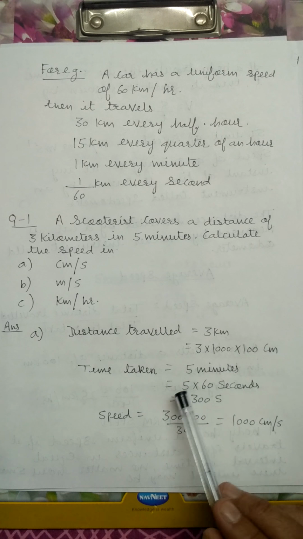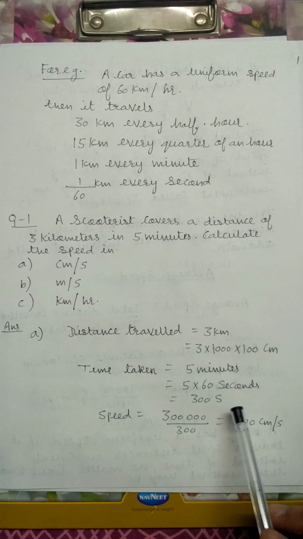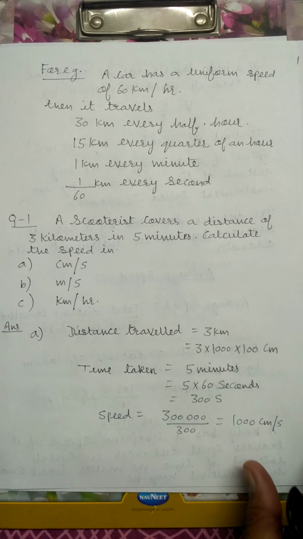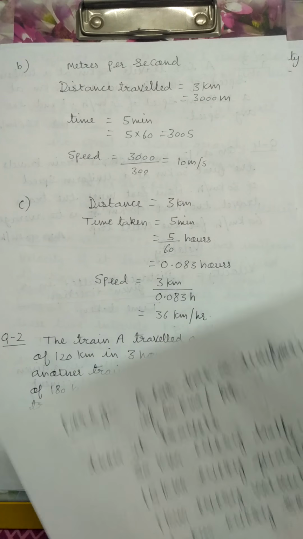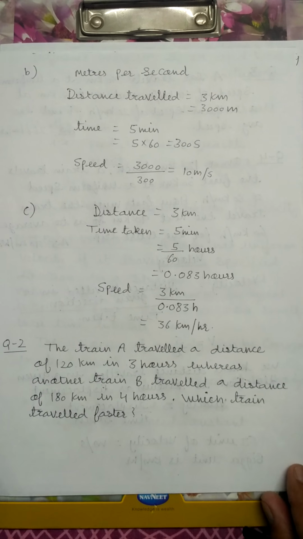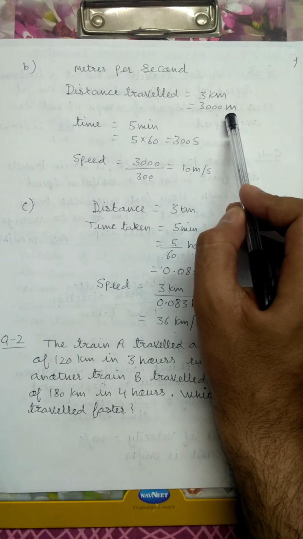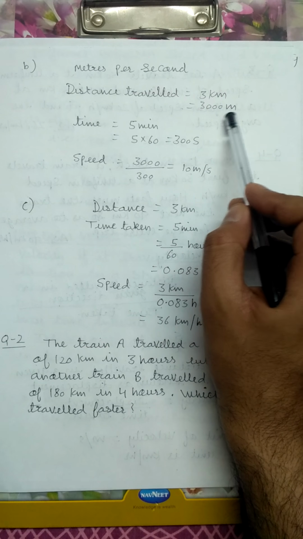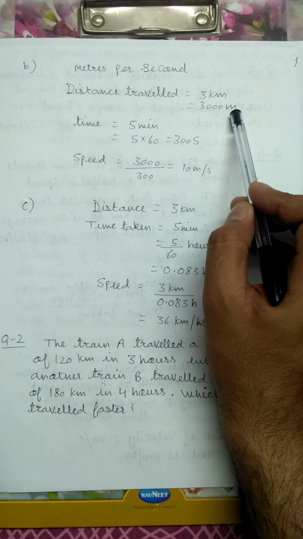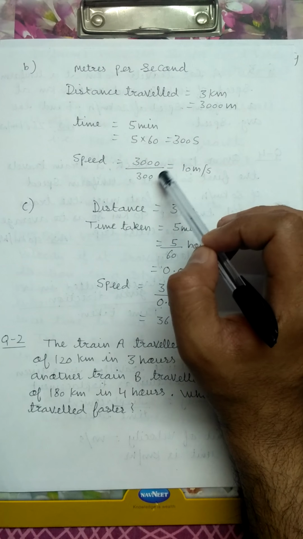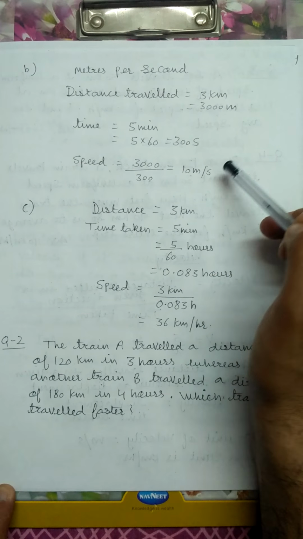So this is the distance traveled in centimeters. Time taken is 5 minutes, so 5 multiplied by 60 gives you 300 seconds. So speed is 300,000 upon 300, which is equal to 1000 centimeters per second. Now if speed is to be calculated in meters per second, the distance traveled should be in meters. So 3 kilometers is 3000 meters, and time 5 minutes is equal to 300 seconds. Speed is equal to 3000 upon 300, so 10 meters per second.